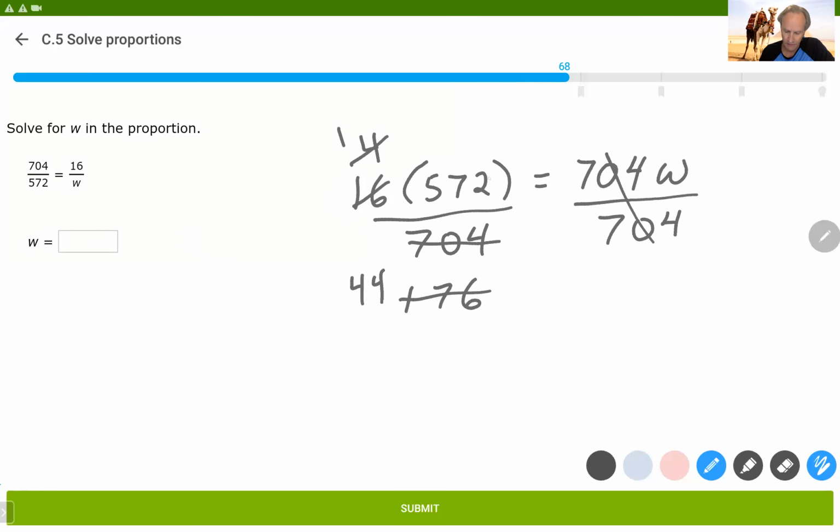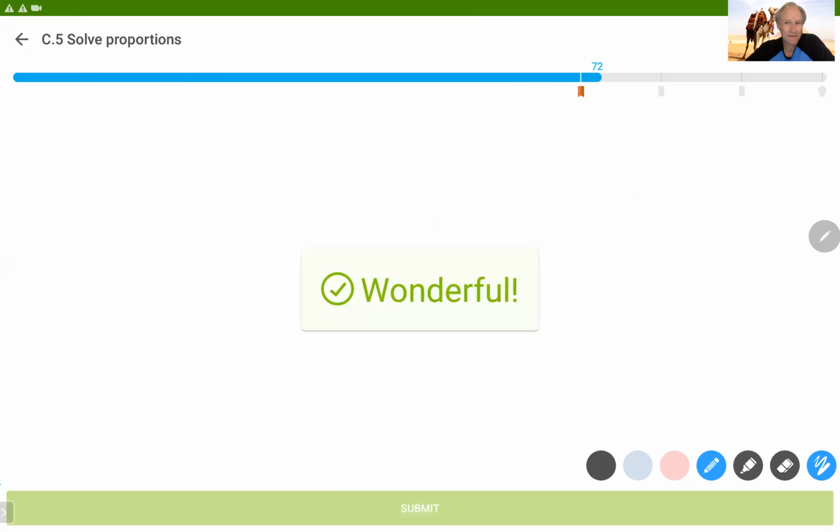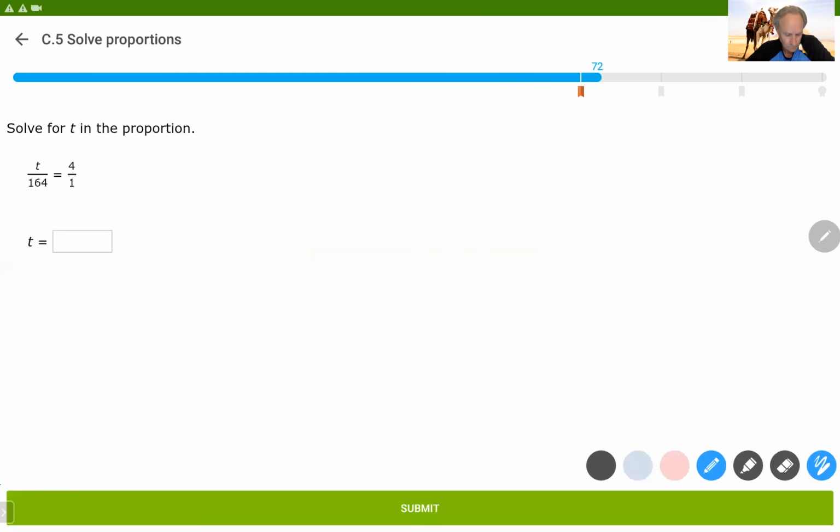And I'm going to guess that 11 might go into 572, and it does, 52 times. I'm dividing by 11, and 4 goes into 52 13 times. Kind of ugly, but it's good practice. Okay, we've got 4 times 164, and that's all we have to do.